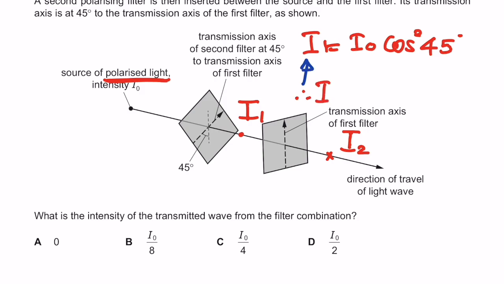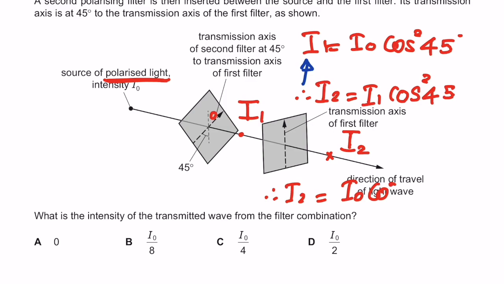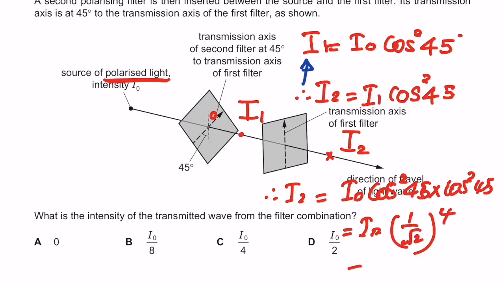So I2 equals I1, again polarizing angle difference between first and second filters is also 45, cos squared 45. So by combining these two equations, I2 equals I0 cos squared 45 times cos squared 45. This becomes I0 times cos 45, which is 1 over square root 2, to the power of 4. I0 over 4. Answer should be C.